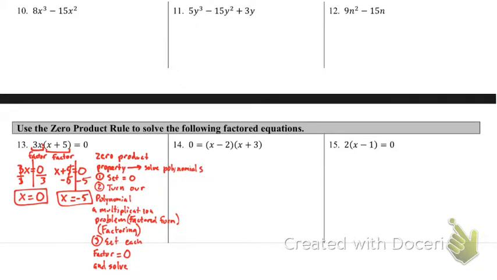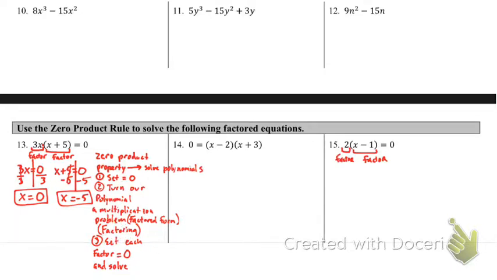Let's jump over to number 15. Let's go through these steps. Is it equal to 0? Yes. Is it in factored form? If not, we have to factor. Is it in factored form? Do we have a multiplication problem? Do we have factors that are multiplying? And the answer is yes. We've got this factor is 1, and this factor is another. So once we are in factored form, step 2 is done already.